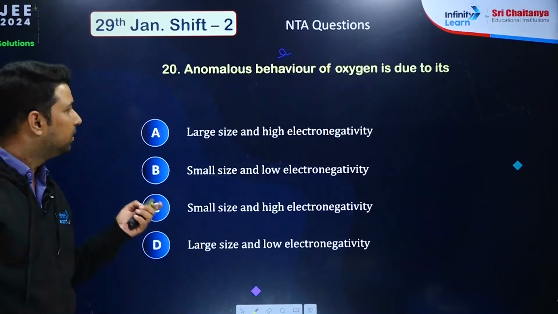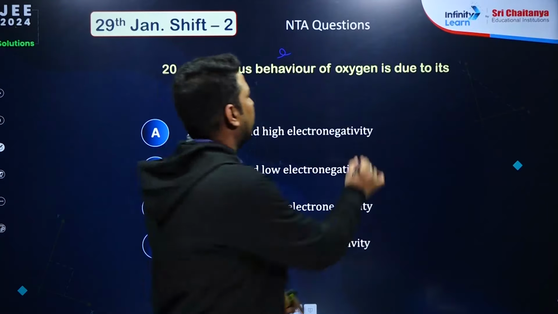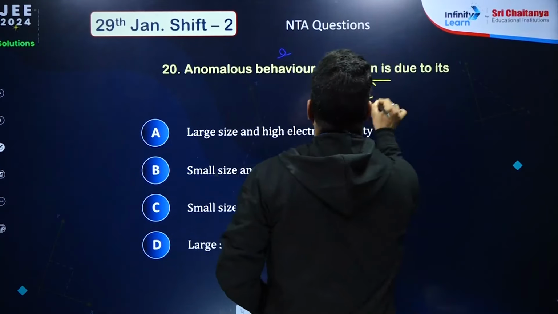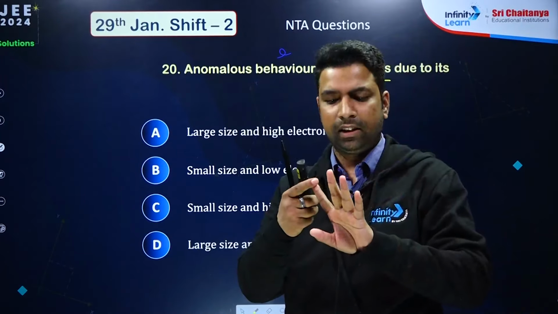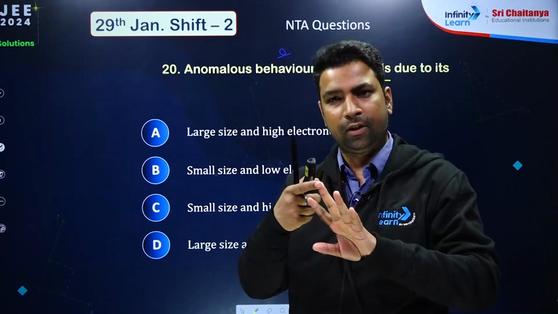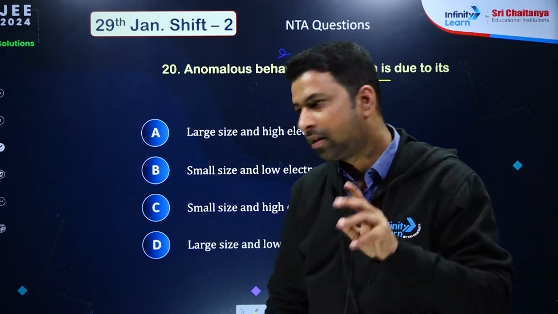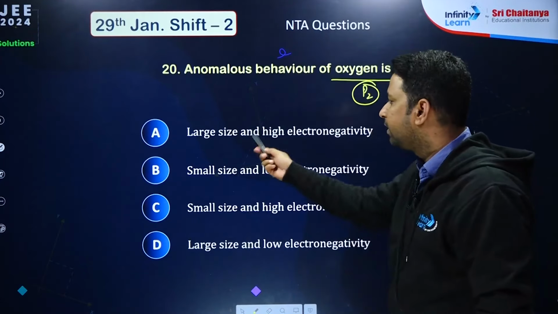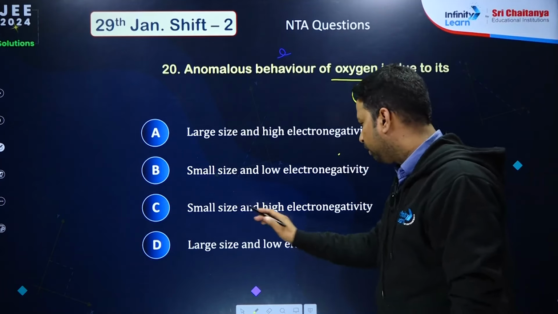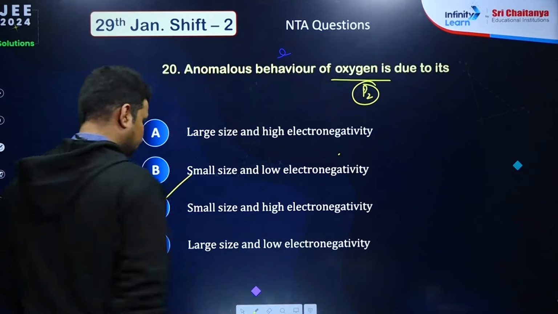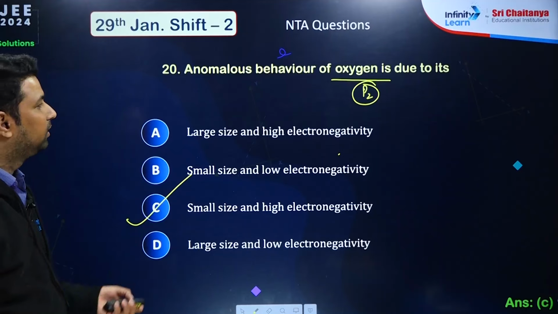So this was the solution, and come to question number 20. Anomalous behavior of oxygen. Oxygen belongs to the second period elements. Any anomalous behavior has 4 reasons: high ionization energy, high electronegativity, small size, and unavailability of d orbitals. Check the options. Large size, incorrect. Small size, low electron gain enthalpy, incorrect. Small size, high electronegativity, correct. Large size, low electronegativity, incorrect. So clear cut, C will be your answer, fact based.